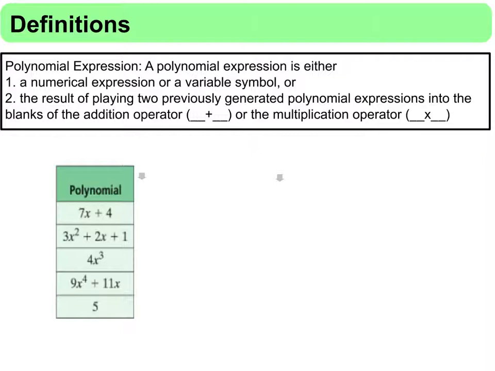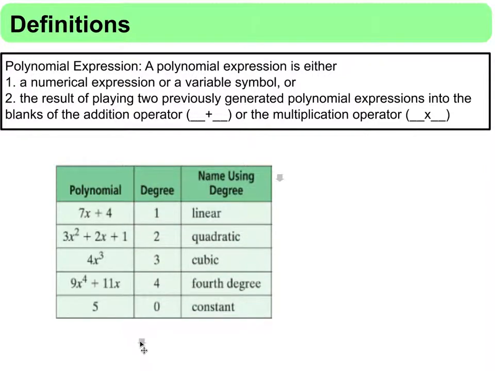Now, it's important that the students have an idea of what a polynomial is, so the teacher will give several examples, such as 7x plus 4, or 3x squared plus 2x plus 1, or one of the other three that's in the table. And so we talk about how to classify these. The classification occurs by two designs. One design is by degree.